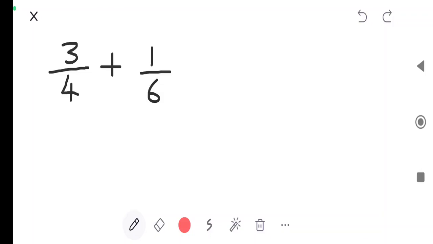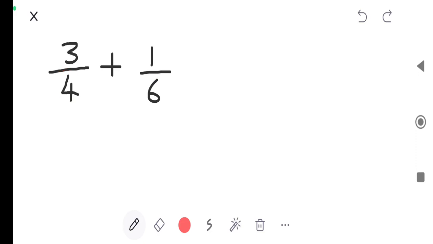Today we are going to continue to learn how to add fractions with unlike denominators. Let's look at this question briefly. In order to do this question, you have to make the denominators the same. The denominator here is 4 and the denominator here is 6. They are not the same. Our job is to make them the same. And to make them the same, you have to do LCD.